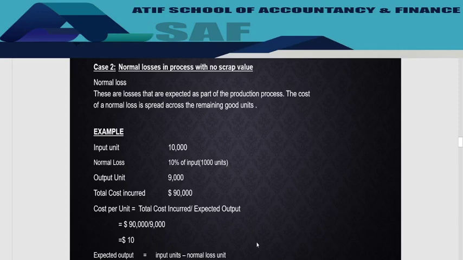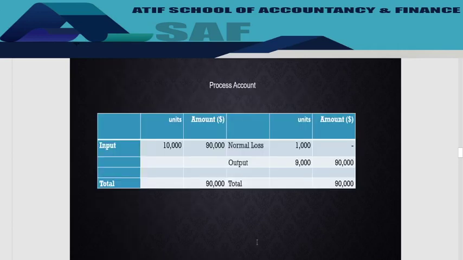To calculate cost per unit, the total cost incurred would be divided by expected output. Expected output means input units minus normal loss units. Cost per unit: $90,000 divided by 9,000 of expected output gives you $10 per unit. In the process account, on the debit side, cost incurred is mentioned, and on the credit side, normal loss units are mentioned in terms of units, not in terms of amount, because they don't have any scrap value. Output is recorded as 9,000 units. At the rate of $10 per unit, their value would be $90,000.